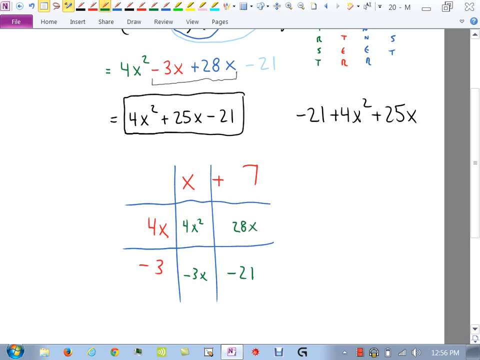Now, if you add all those together, you'll get 4x squared. Hey, we had 4x squared. You'll have, let's do this one, negative 3x. Hey, we had negative 3x. And then 28x. Hey, we had 28x. And then you have negative 21. So it's the same thing. It's just a cute picture. And some people really prefer that. You do what you want. Okay? I'm moving on. So we just did by, right? Now let's do by try.